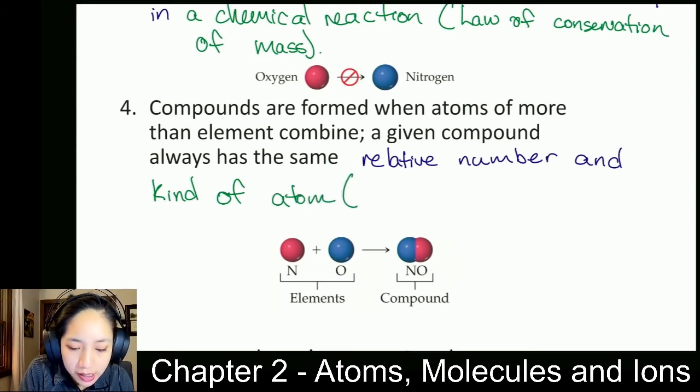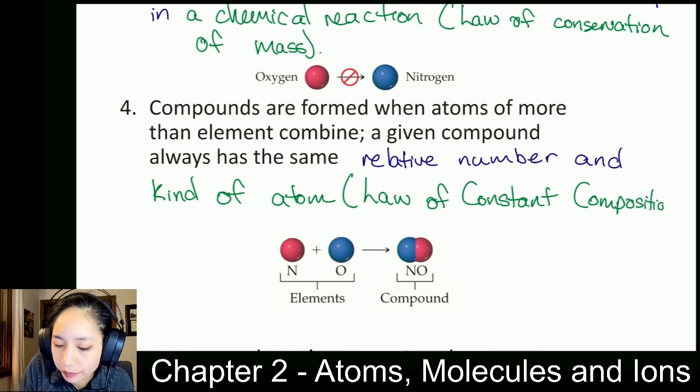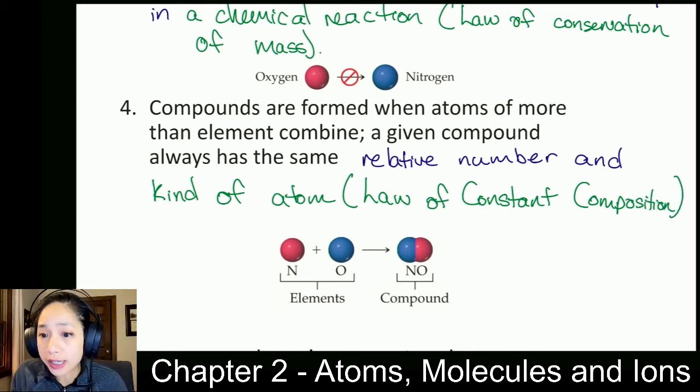And what this is essentially is the law of constant composition, which we've talked about before. Like water always has two hydrogens and one oxygen. The water that you drink at your house is the same water that I drink at my house. It all is composed of molecules that have the chemical formula H2O.